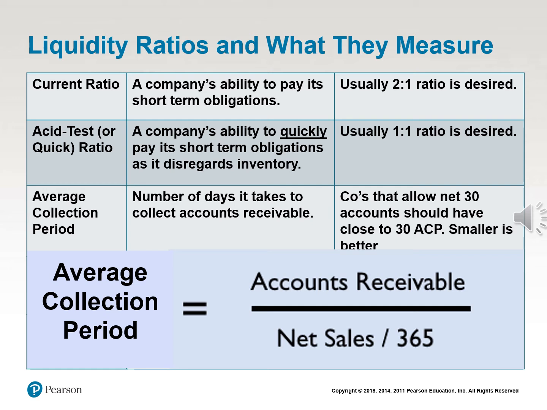The formula to calculate the average collection period is accounts receivable divided by net sales, that's net annual credit sales, divided by 365. So what we're doing is taking our annual accounts receivable balance and dividing it by our daily sales balance. Doing that gets us an average collection period, telling us exactly how many days it takes us on average to collect our accounts receivable.